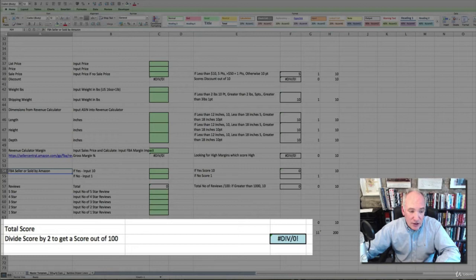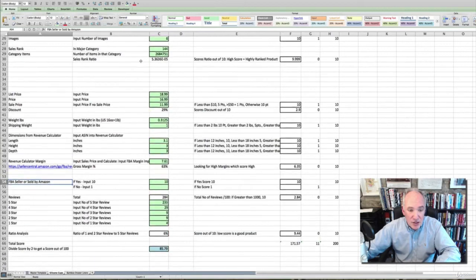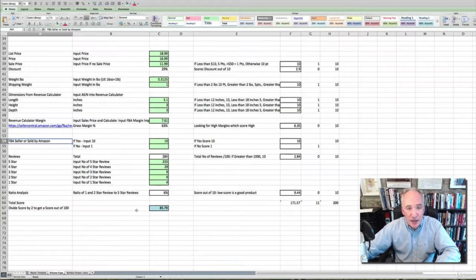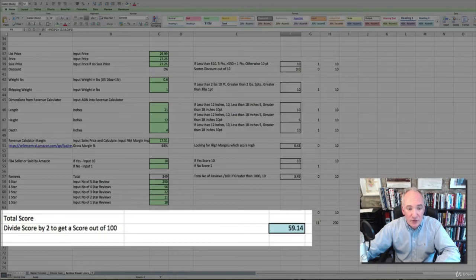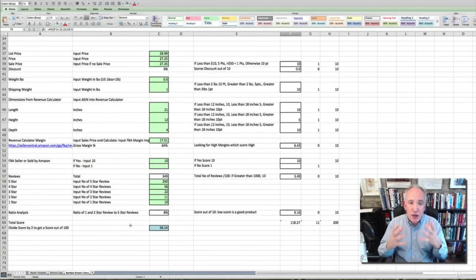So let's just have a brief look at the silicone cups, and I'm going to increase the resolution on this so it's a bigger picture. Just looking at the bottom, you'll see that the silicone cups ends up with a score of 85.79 out of 100. But if we look at the bamboo drawer liners, and again, I'm going to up the resolution so it's easier for you to see, you'll see it scores 59.14. So using the scorecard, you'll be able to see that there's a lot that the bamboo drawer liner lister could do to improve his listing compared to the silicone cups listing, and you'd be very happy if you came up against the bamboo man as your competitor.